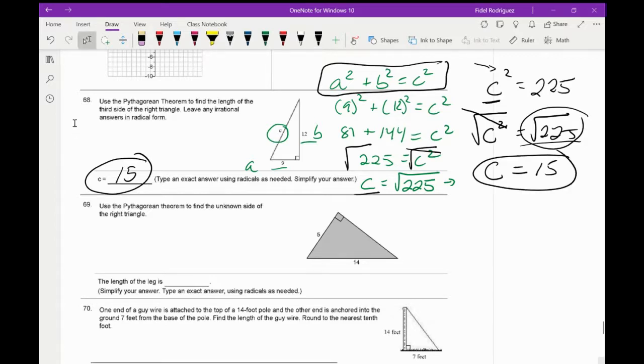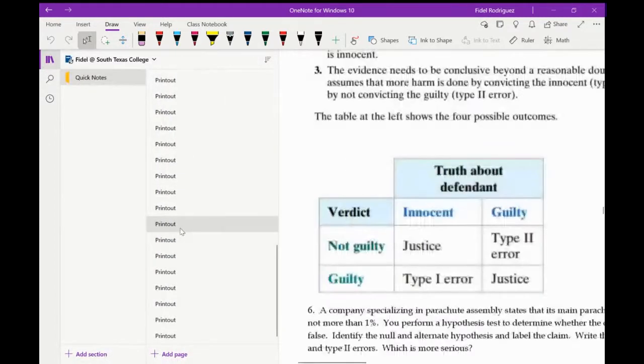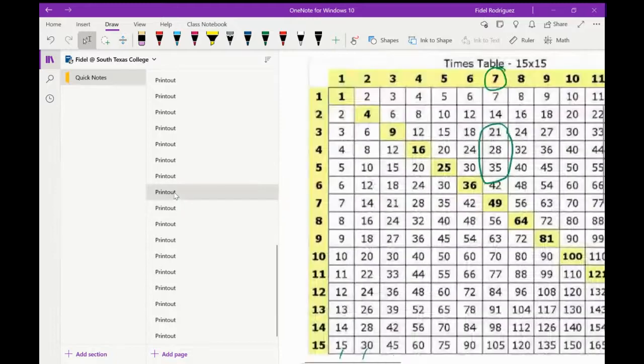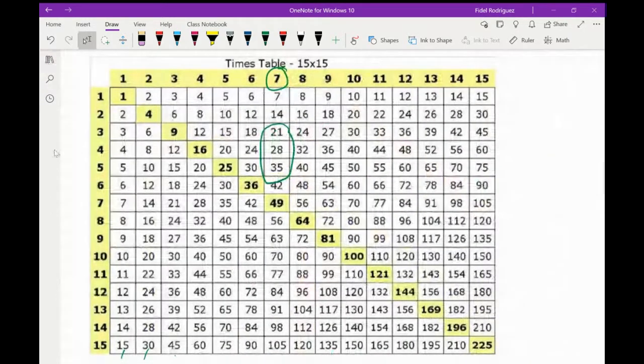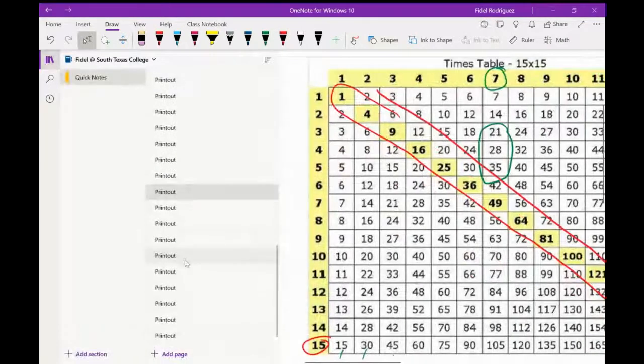And one thing I want to mention, guys, this is only going to work when you have what I call pretty square roots. Let me see where I have it. Did I pass it? Here we go. If you look here at our multiplication table, these numbers along the diagonal are our perfect squares. So what's the square root of 225? It's 15, right? Because 15 times 15 gives me that 225. That's what you're trying to do. You're trying to get rid of the square root.